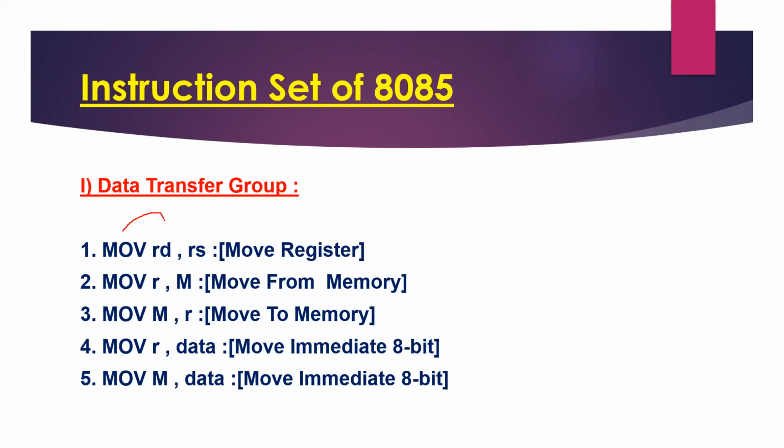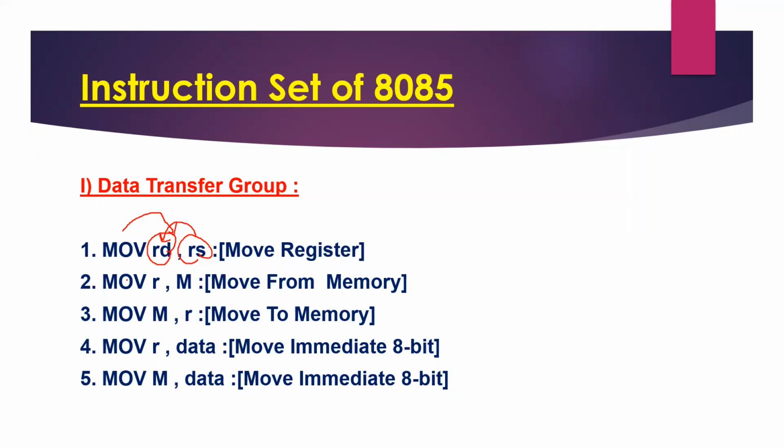MOV Rd, Rs means move data from register to register. Rs is the source register and Rd is the destination register, meaning we transfer the data from source to destination. The instruction used is MOV followed by register name and register name.